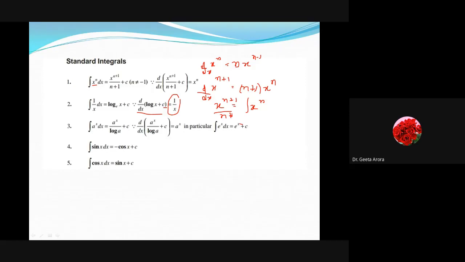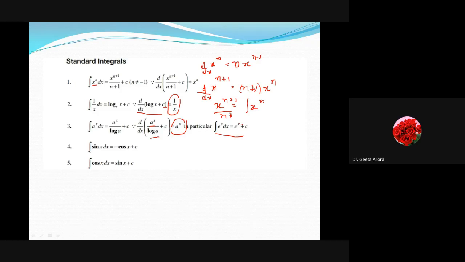Similarly, what is the derivative of a^x by log a? Actually, we have learned the derivative of a^x, and we know that the derivative of a^x is a^x into log a. But in order to write the formula for the integral, we have taken this log a constant to this side. So from here we can say the integral of a^x dx is equal to a^x by log a plus c. Similarly, the integral of e^x dx is equal to e^x plus c. And a constant comes every time.